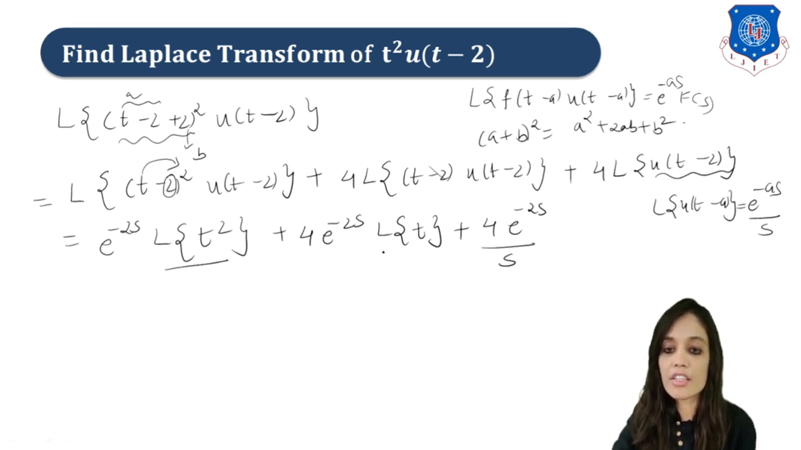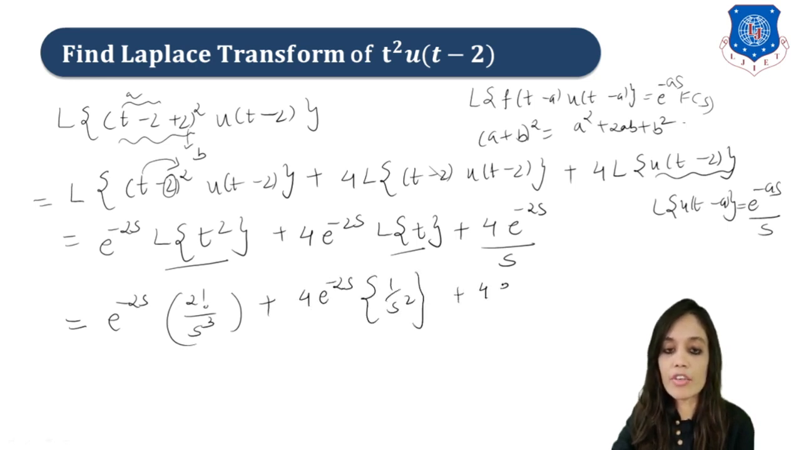Just write the Laplace transform of these two and we will get our final answer. So here the answer will be e raised to minus 2s into 2 factorial upon s cube plus 4 times e raised to minus 2s 1 upon s square.